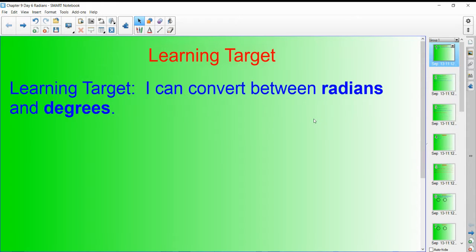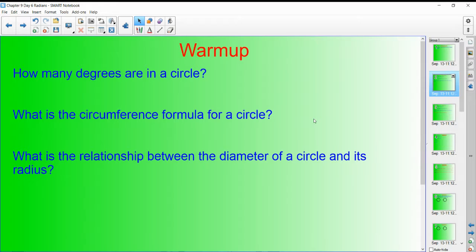So we're going to start with a warm-up, and this warm-up is very closely related to what we're going to learn today. So we got to think about some geometry here. How many degrees are in a circle? What's the circumference formula for a circle? And what's the relationship between the diameter of a circle and the radius of the circle? So go ahead, pause the video, answer these questions. We're going to see how these answers are connected to what we're doing today.